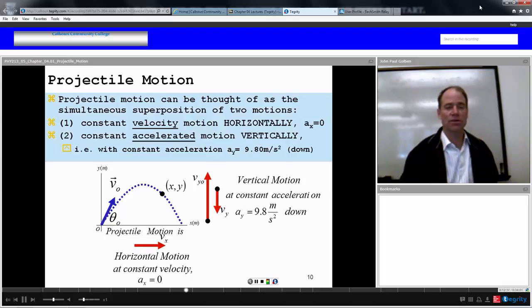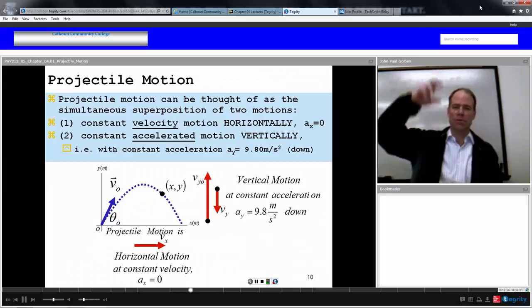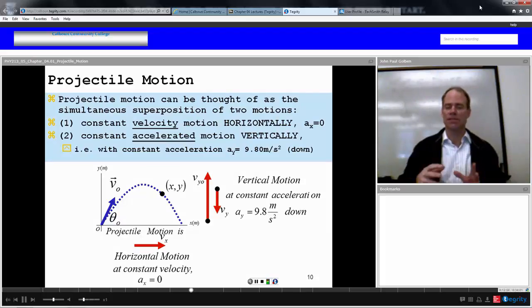What we wish to do is superimpose these two, and the thing that brings them together, the thing that allows us to see what the superposition will be, is time, because they're both going to happen at the same time. So we can deal with one motion in a straightforward kinematic sense, deal with the other motion in a straightforward kinematic sense, and combine the two motions by the fact that they both are happening with the same t.